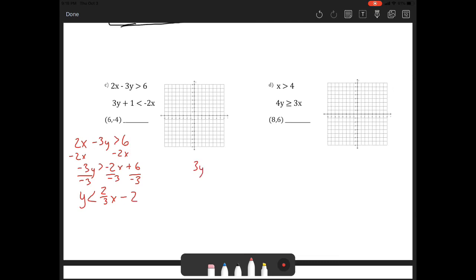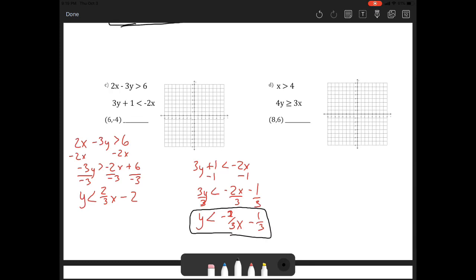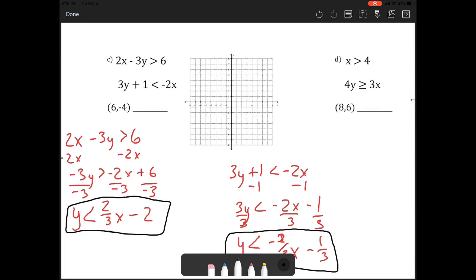Then I've got my other equation, 3y plus 1 greater than negative 2x. So I'm going to subtract 1 from both sides, and I'm going to get 3y greater than negative 2x minus 1. Then I'm going to divide by 3. Notice this is not dividing by a negative, so my sign is going to stay put: y greater than negative 2/3 x minus 1/3. Okay, so 1 equation, 2 equations. So now we're going to graph both of them.